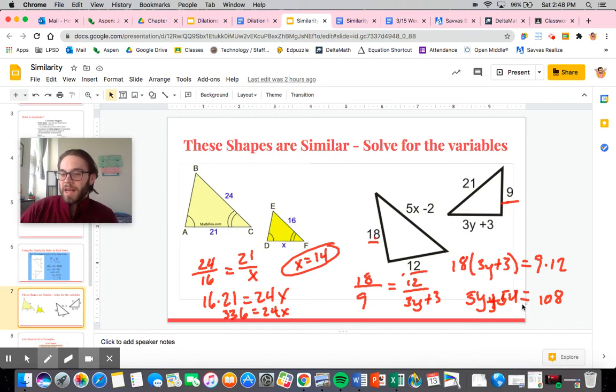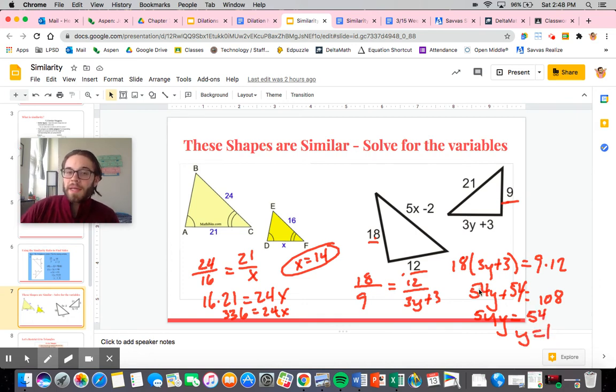That looks horrible. Let me just erase that. Let me rewrite that side. So that is 54y plus 54. Okay, I subtract the 54 from both sides. I get 54y equals 54. So y would equal 1.